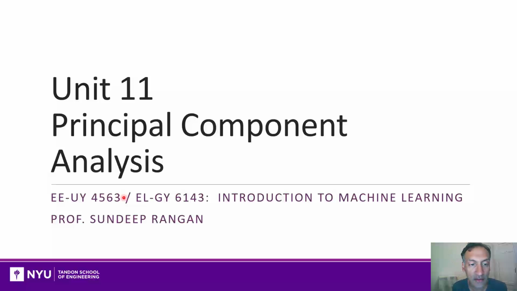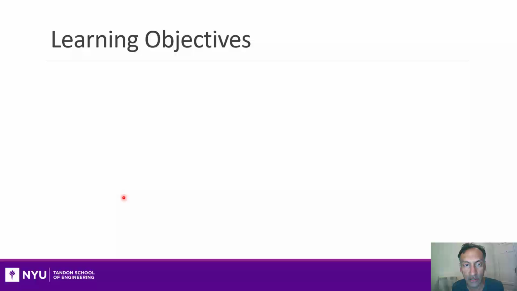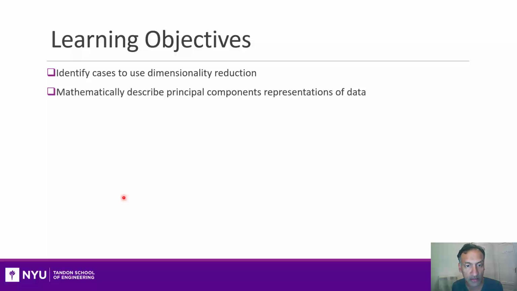This is the 11th unit in this class, and today we're going to talk about principal component analysis, another very important technique in machine learning. If you survive through this unit, what I'm going to hope to show you is how to identify when you can use dimensionality reduction techniques in general, of which PCA is a particular example.